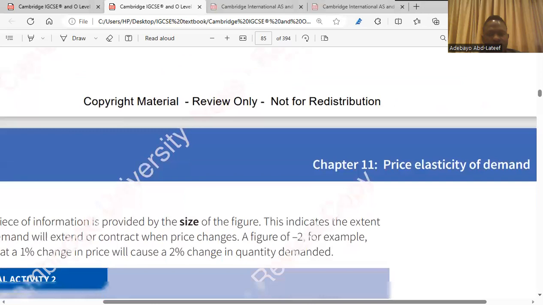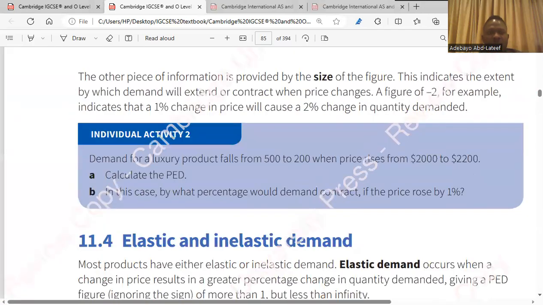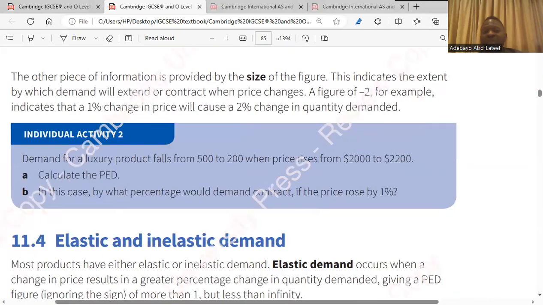Okay. So the other piece of information is provided by the size of the figure. This indicates the extent by which demand will extend or contract when price changes. A figure of minus 2, for example, indicates that a 1% change in price will cause a 2% change in quantity demanded. Do you get the point I'm making here? So for every 1% change in price, there will be a 2% change in the quantity demanded.